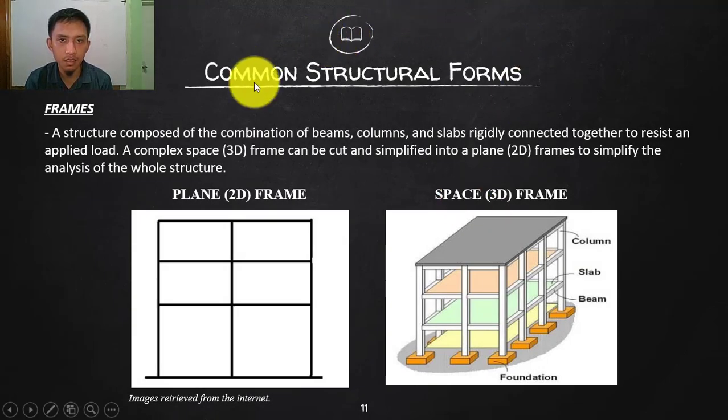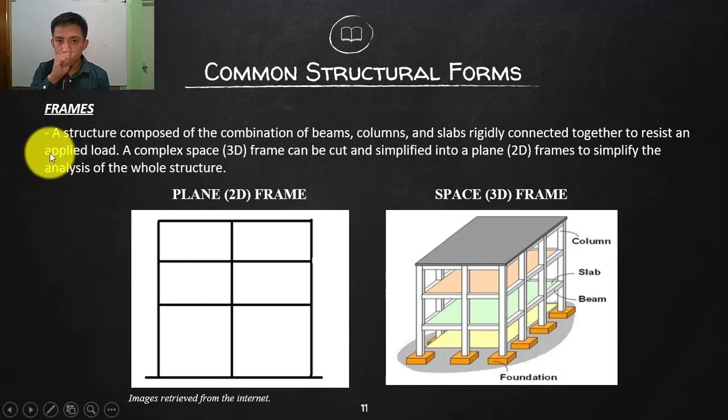Second common structural form is the frame. So a structure composed of a combination of beams, columns, slabs rigidly connected together to resist an applied load. Okay, so that is your frame. It is now a combination of beams, columns, and slabs.